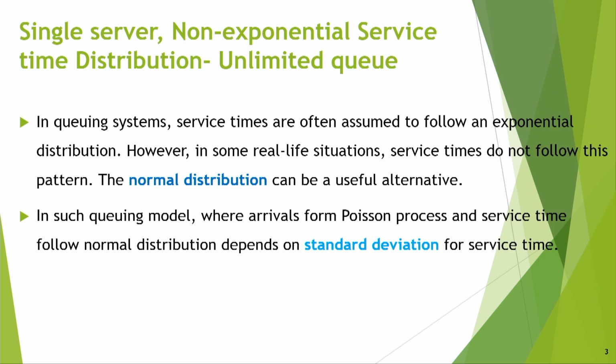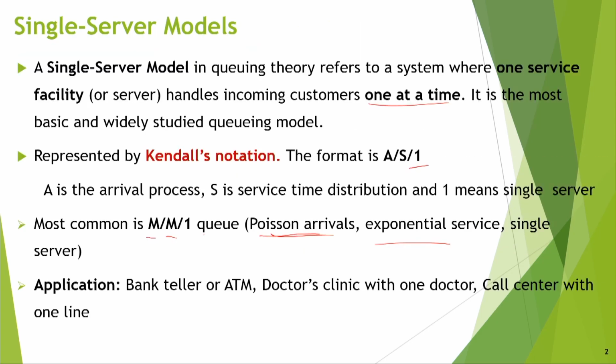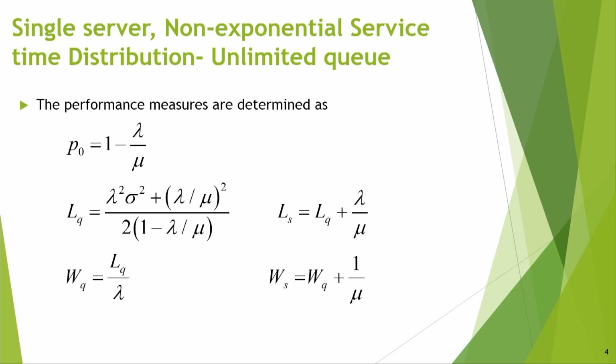In queuing systems, service times are often assumed to follow an exponential distribution. However, in some real life situations, service times do not follow this pattern. The normal distribution can be a useful alternative. So, in such a queuing model where arrivals follow a Poisson process and service time follows a normal distribution, it depends on the standard deviation of service time. So, we know the standard deviation. Suppose single server, non-exponential service time distribution, unlimited queue.